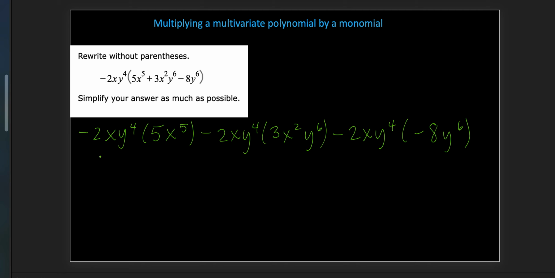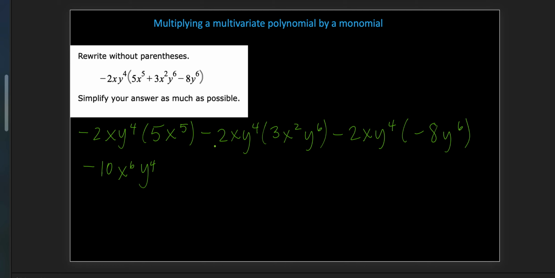And so then what you do is take each like this and look at the numbers first. So we have negative 2 times 5 is negative 10. And then x to the first times x to the fifth is where we add the exponents, x to the sixth, and that y to the fourth stays in there.